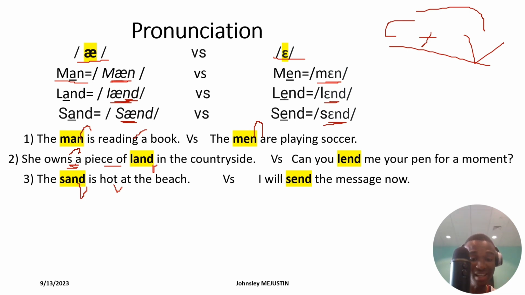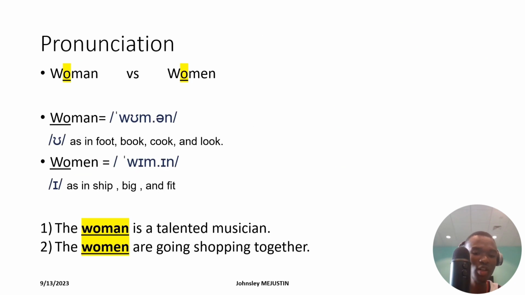I will send the message now. See? Sand, send. Does that make sense? I believe so. How about these two words? Can you pronounce them? Well, they are not pronounced the same way. You do not pronounce them the same way. You see this O right here and that O. This is woman. The singular sounds like woman, like in book.